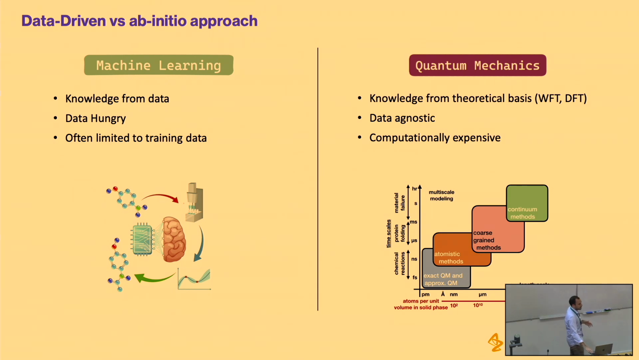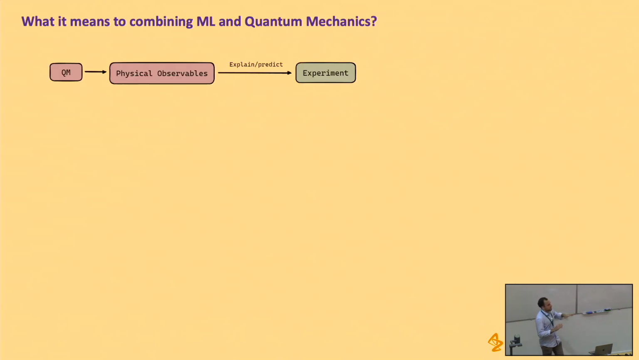But really, what we mean by combining the two can mean different things when combining quantum mechanics and machine learning, and there's a lot that has been done in the field. For what concerns this talk, what we're really trying to do with quantum mechanics is to use physical observables computed from quantum mechanics as features in your machine learning model. So if we look at the usual workflow for a quantum mechanics routine, you run your calculation, you extract some physical observables from your calculation, and you use that to explain or predict an experiment.